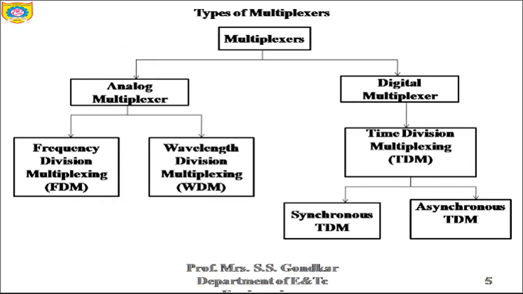Coming to the next point, what are the types of multiplexers? There are different types, and here you can see the broad classification. Multiplexers are classified into different categories. The first bifurcation is analog multiplexer and digital multiplexer. Analog multiplexer is further classified as frequency division multiplexing, that is FDM, and wavelength division multiplexing, WDM, whereas digital multiplexer is classified into time division multiplexing, that is TDM. TDM is further classified as synchronous TDM and asynchronous TDM.